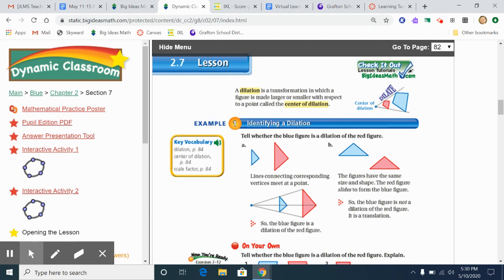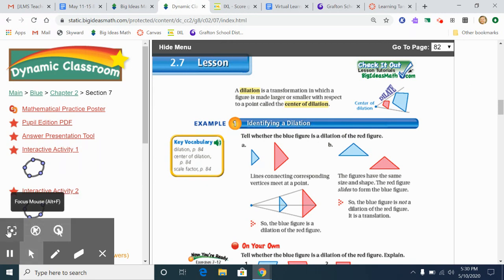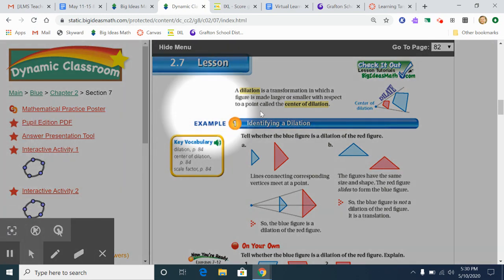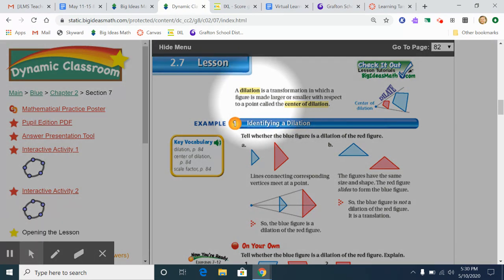We're going to do the last section of Chapter 2 today, 2.7, which is talking about one last transformation, which is called a dilation, where the figure is actually going to get either larger or smaller from the original image. If we read this, it says a dilation is a transformation in which a figure is made larger or smaller with respect to a point called the center of dilation. And they give you a kind of a picture.